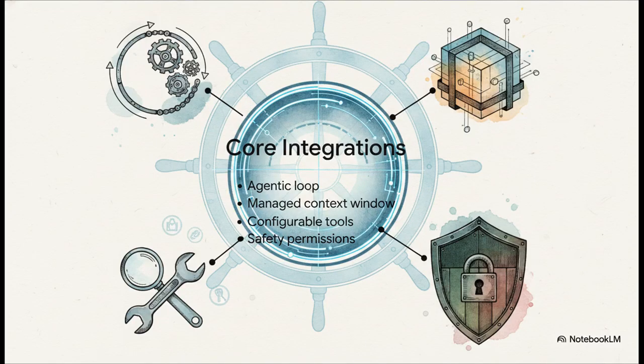To summarize our anatomical breakdown today, Claude Code is a deeply powerful agent operating right inside your terminal. It integrates an autonomous agentic loop that acts and verifies, a managed context window that automatically compacts so it never loses the plot, configurable tools that let it interact with your files and the web, and of course, strict safety permissions that ensure you are always the one steering the ship. It fundamentally transforms how we build software.